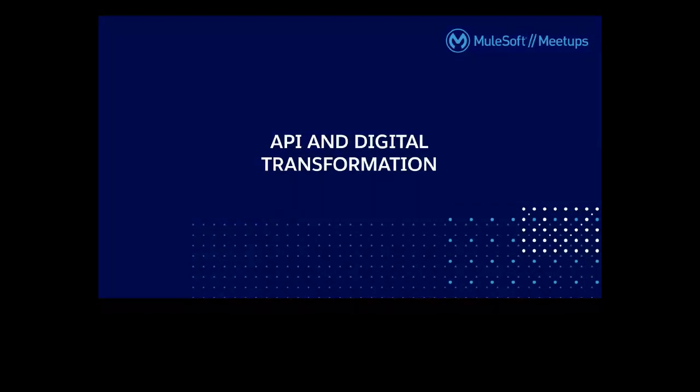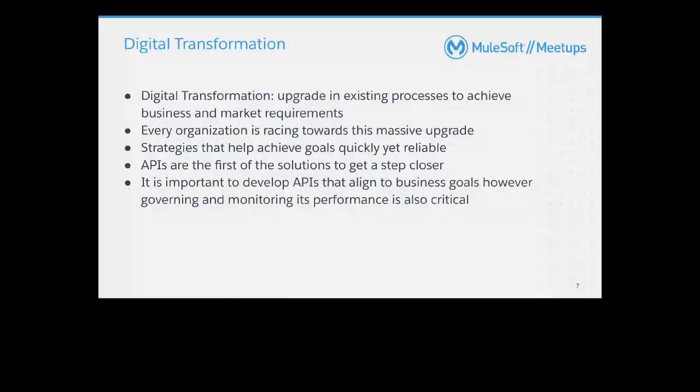So, what is digital transformation, and why is every organization racing towards this massive upgrade? To answer that question, digital transformation, in simple terms, is the process of using digital technologies to create something new or modify the existing business process, culture, and customer experience to meet changing business and market requirements. It is a foolproof, future-proof strategy that helps organizations achieve their business goals quickly, yet in a reliable way.